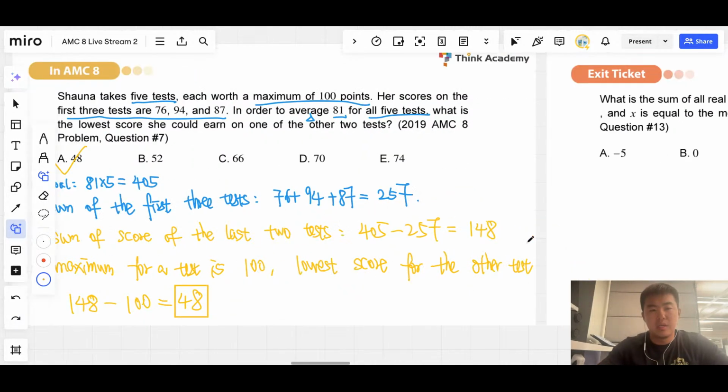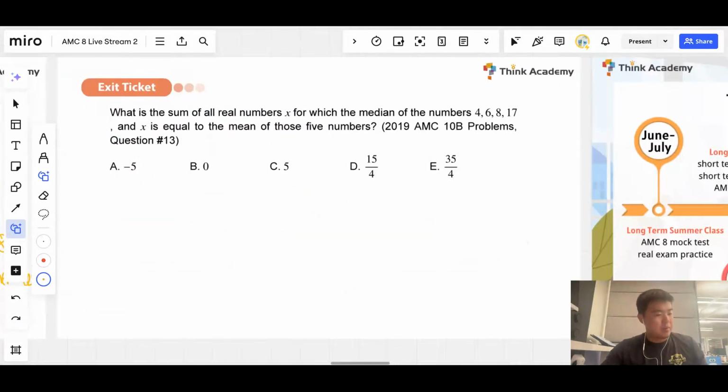Good. Okay, now we're on to the second problem of today's live stream. It's going to be roughly the same, but since it's an exit ticket, it's going to be more challenging, okay? So what is the sum of all real numbers x for which the median of the numbers 4, 6, 8, 17, x is equal to the mean of the 5 numbers?